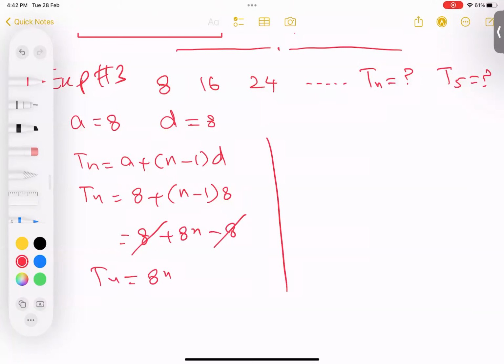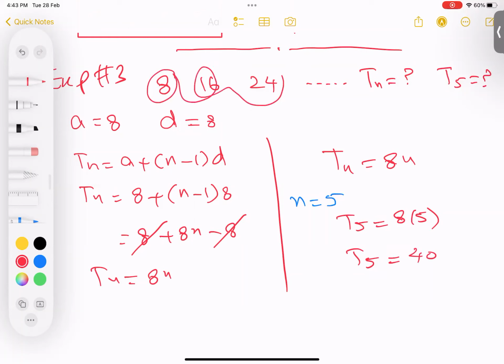And check how to get the 5th term. So 5th term, not hard. Plug in 5 everywhere, and when I plug in 5 on the left side and right side, it will come like this. So 5 eights is 40. And if you want to check it, for example, the table of 8: 8 ones are 8, 8 twos are 16, 8 threes are 24, 8 fours are 32, 8 fives are 40. So it matches. Alhamdulillah Rabbil Alameen.